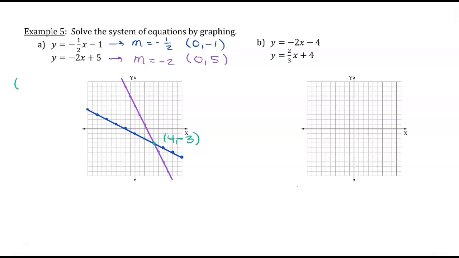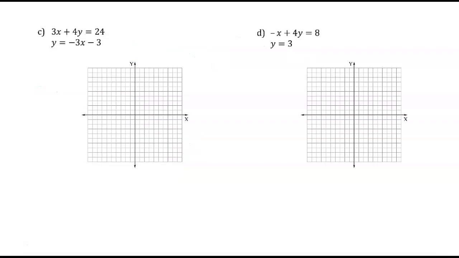That tells us that the ordered pair (4, -3) is a solution to both equations in this system. That is, (4, -3) is the solution to this system of equations. Moving on to part C, we have the same instructions.